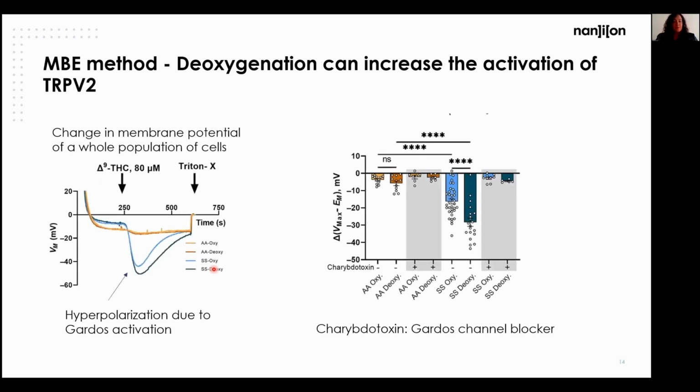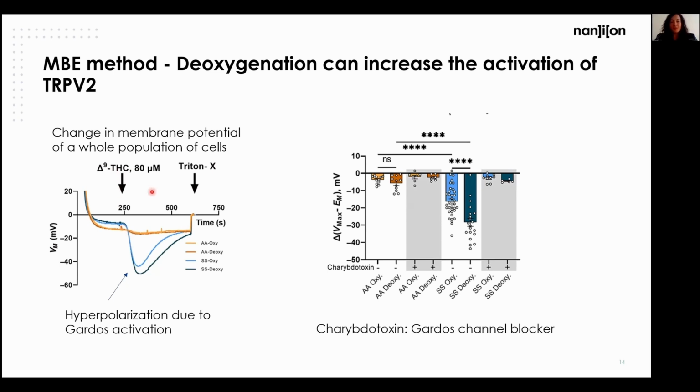With the MB method, you can record the change in the membrane potential from the whole population of cells. And here we can see what the graph from the MB technique looks like. We have the voltage against time, and we can see how the potential changes with the addition of THC. In orange, we have the healthy control. In blue, we have the patient.